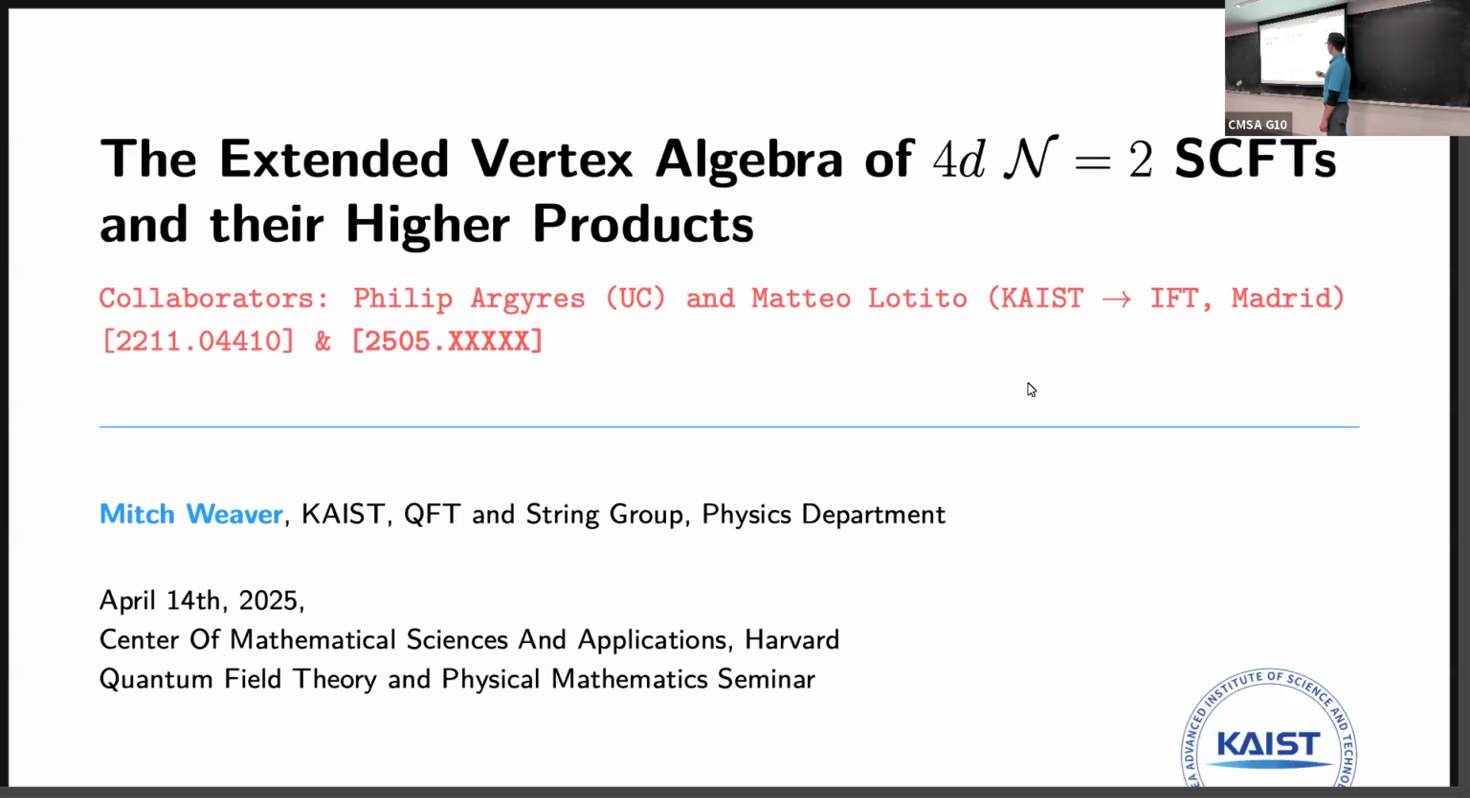Yeah, this is work I've been doing with my former PhD advisor, Philip Argyris, who's at the University of Cincinnati, and also his former graduate student, who's my academic brother, Matteo Latito, who's with me at KAIST at the moment and is on his way to IFT Madrid over in Spain after the summer. And this talk is going to be mainly based off of a paper that came out about 2 years ago in the fall, and going on 3 years now, and hopefully a paper or two that's going to see the light of day maybe next month. Maybe this should be plus or minus one. Who knows? These things have the tendency to get away from us.